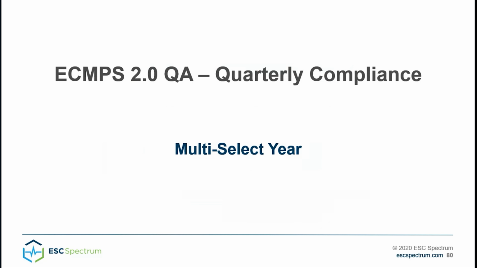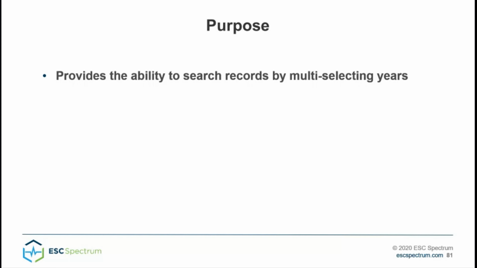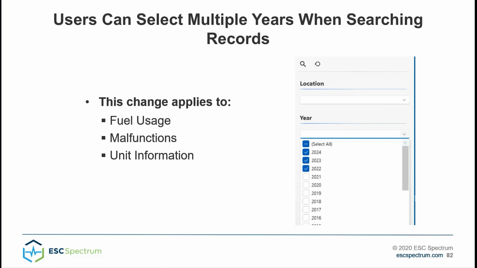We made a small change to, this is a preview feature area, the MATS quarterly compliance. So now we can select records by, or search records by multi-year, whereas prior you could only search 1 year at a time. This is a shared UI piece between fuel usage, malfunctions, and unit information. So now we can search multiple years when looking for records.